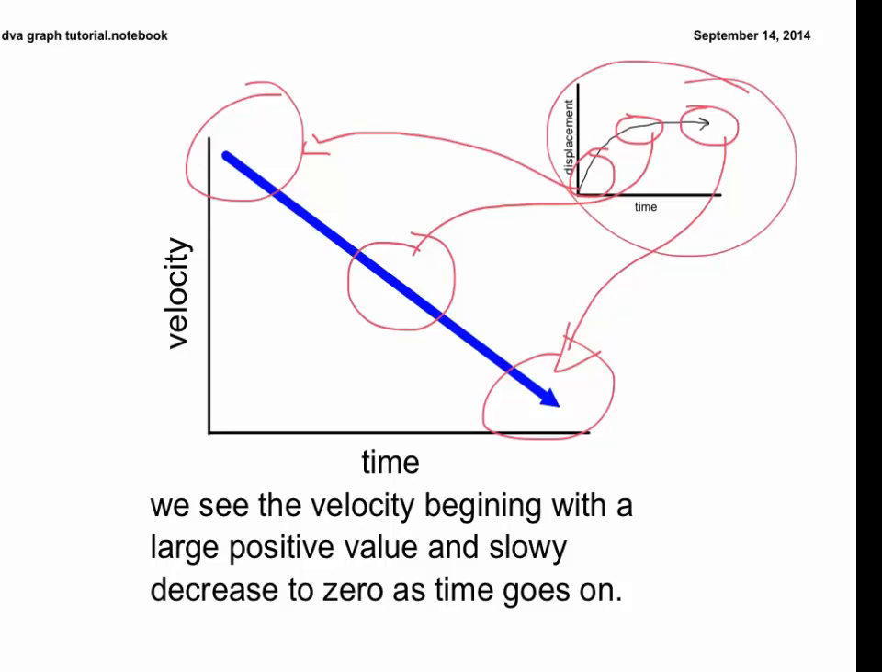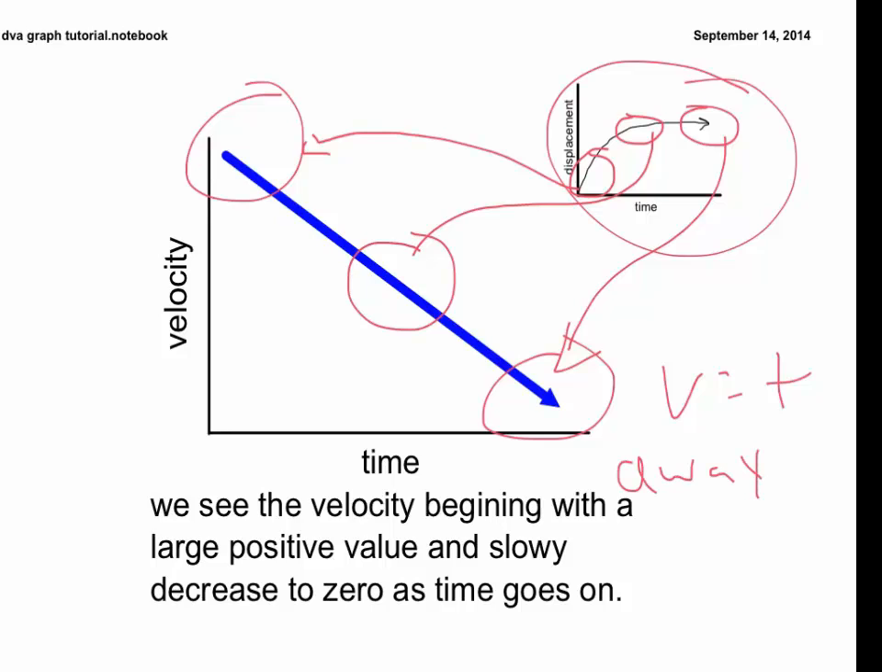And what we see here in our displacement time graph is that the velocity is going down. Our object is slowing down as time goes on. We can also tell from this graph, though, that our velocity is positive. That means that our object is moving away from some position.